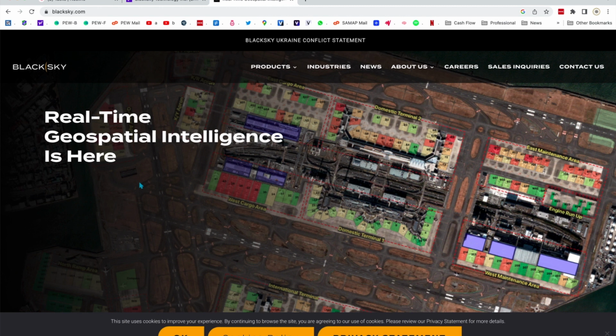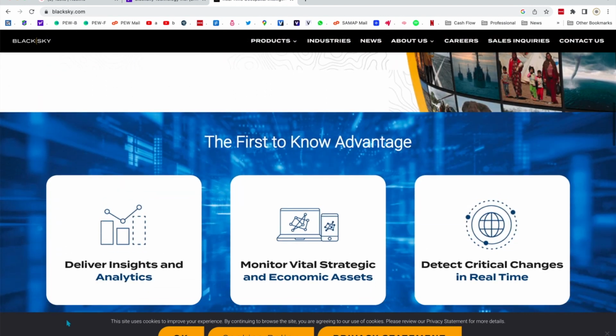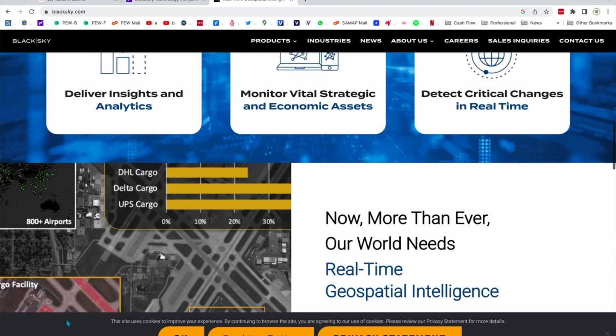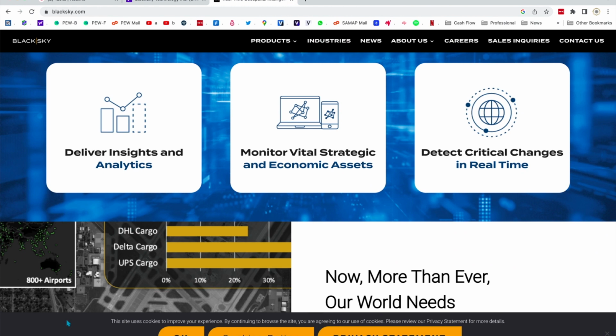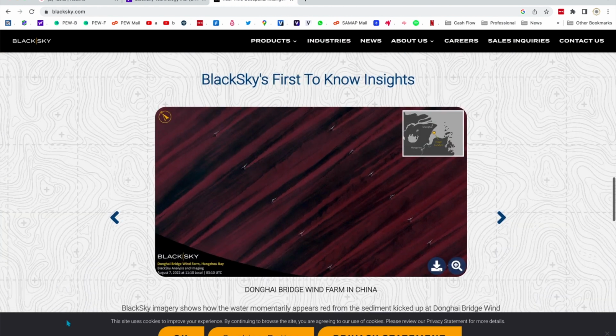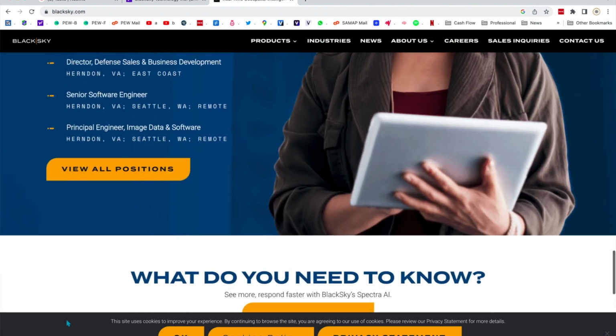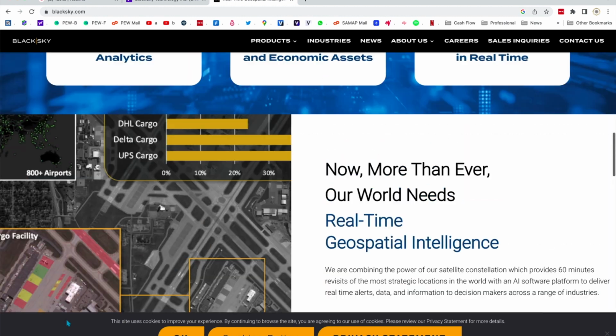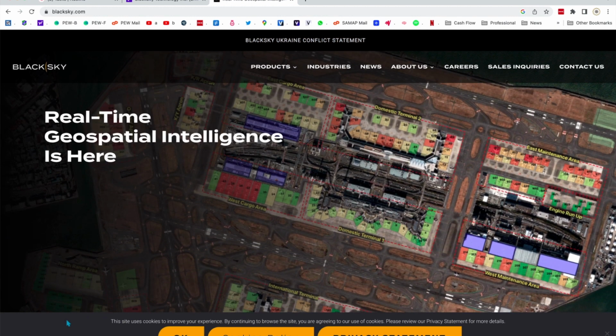Okay, BlackSky, a member has asked me to have a look at this. This is what they do, real-time geospatial intelligence, apparently. So, analytics, monitor assets, detect changes. Okay, so it's listed on NASDAQ, and this is what they do. So I'm going to have a look at simply technical analysis. I just wanted to show you what they do.